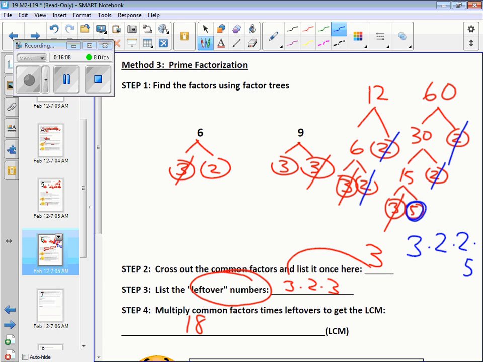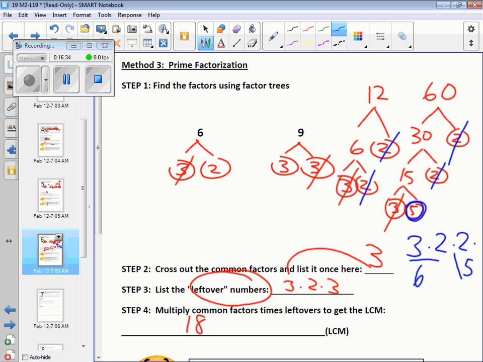You have to multiply correctly, and if you want, you can chunk it. You can do 3 times 2 is 6, and you can do 2 times 5 is 10, and then multiply those two numbers together. What do you got? 60 is our LCM. Because remember, our LCM can be equal to the higher number. It just can't be less than the higher number.